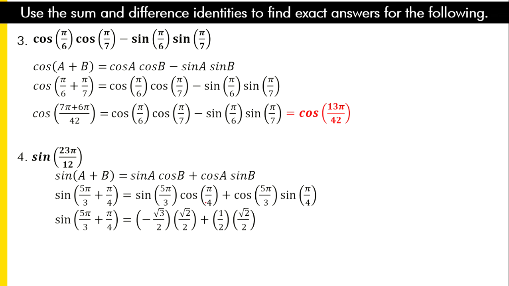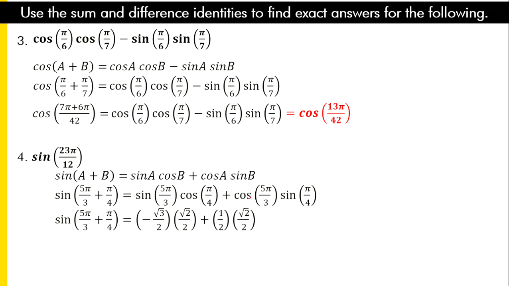And then for cosine pi over 4, that is 45 degrees, so square root of 2 over 2. Plus cosine 5 pi over 3. So cosine 60 as our reference angle is 1 half. And as we all know, cosine is positive in quadrant number 4. So the answer here is 1 half. And then for sine pi over 4, sine 45 degrees is square root of 2 over 2.